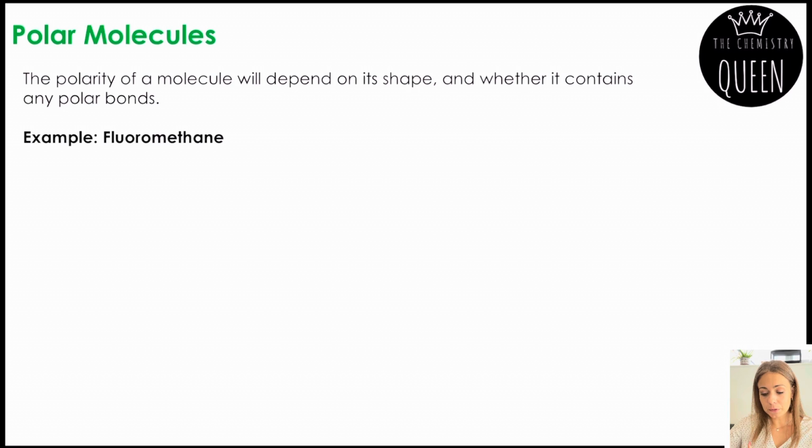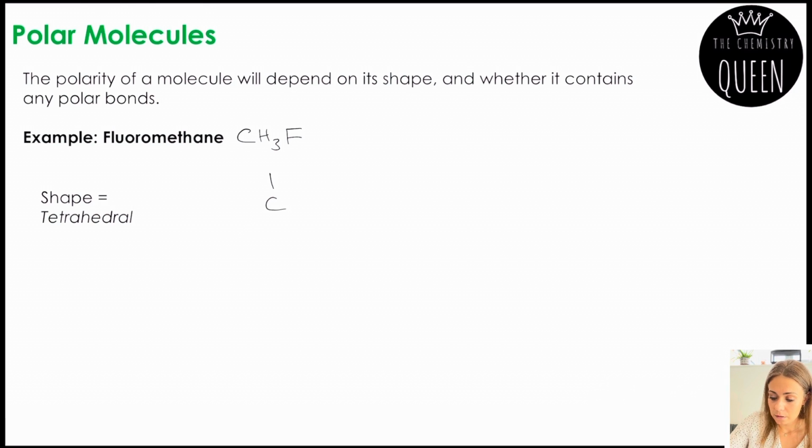Couple more examples. Let's have a look at fluoromethane. So fluoromethane is CH3F, and the shape is tetrahedral. So this is what our molecule would look like if it's tetrahedral. Now again, let's add in the partial charges. Let's identify which bonds are polar.